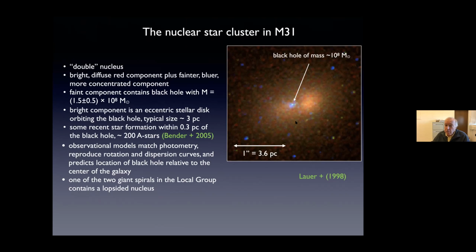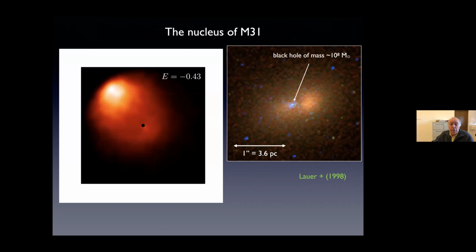The reason this is relevant, of course, is that it says that one of the 2 giant spirals in the local group contains a lopsided nucleus. At most larger distances, we wouldn't have a chance to resolve a lopsidedness in a nuclear star cluster, even with Hubble. But if 1 out of 2 in the local group is lopsided, it suggests that the phenomenon is fairly common. And that's just a reminder of the simulation of the concentration of stars at apocenter, which is almost certainly exactly what you're seeing in the case of M31.